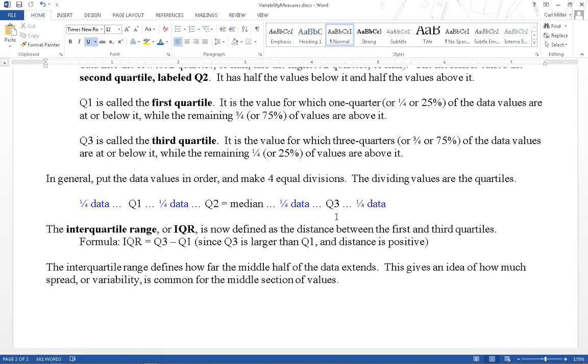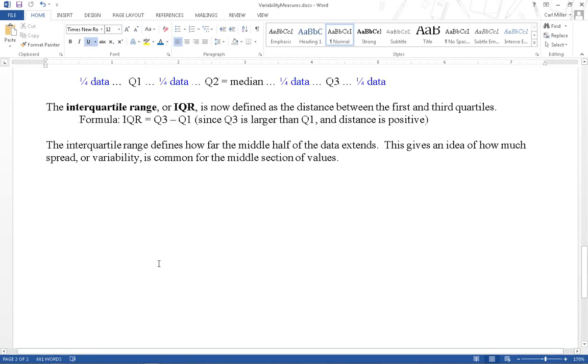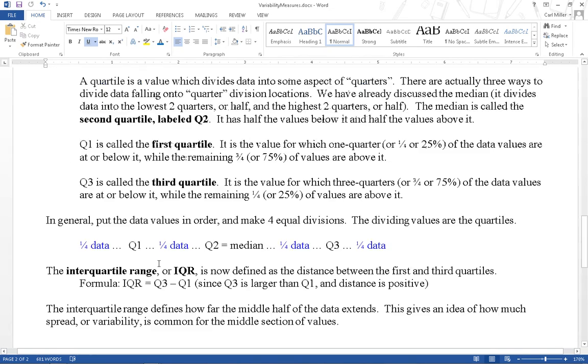Okay, so it can be very useful, especially when you have outliers that would influence maybe the standard deviation or range measurements, whereas the interquartile range just looks at the middle half of the data and how compact or how spread out it might be. So that is the conclusion of measures of variability in terms of data sets.